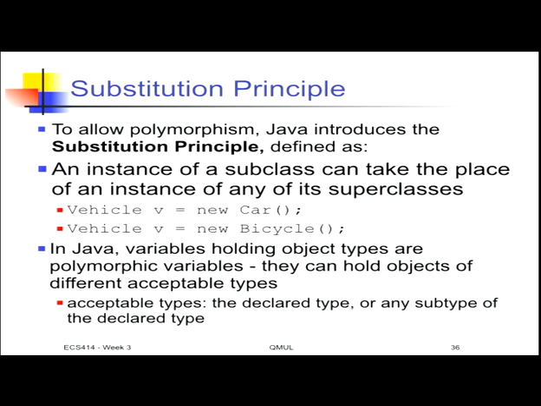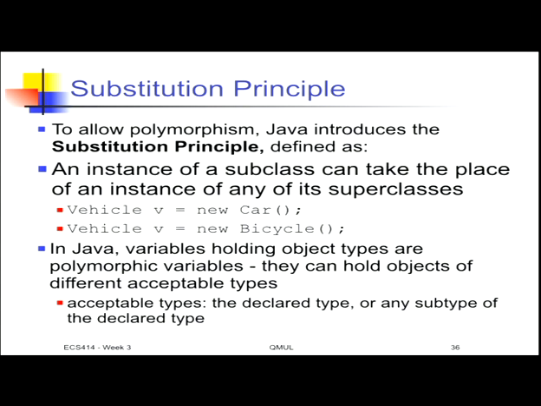So if in your code an instance of a class is expected, you can always replace that instance with an instance of its subclasses. Okay? So this is a very general principle. You will never get a compile error. It actually is one of the important features of Java. So here are two examples.